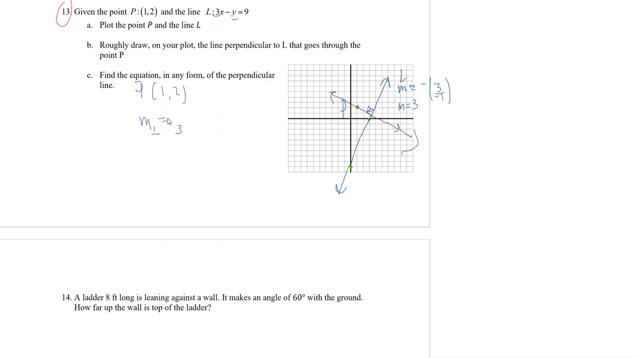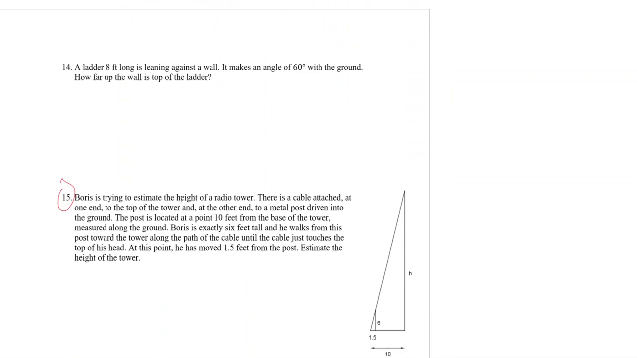So the equation of that second line, the perpendicular line, is just using point slope formula. y minus 2 equals the slope, minus 1/3, times (x minus 1). And you could change this to a different form if you like, or you can just stop right here because it says find the equation in any form. There it is. There it is in point slope form. That's enough.